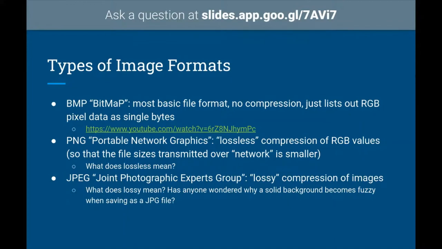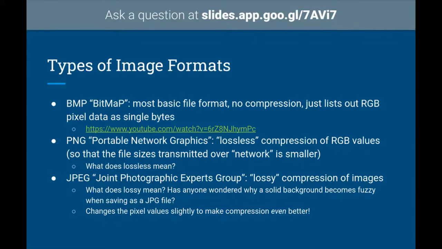Has anyone ever done that before? You have a PNG with a white background and maybe some drawing in there, and when you save it as JPEG, it looks fuzzy. Well, this is the compression at work. What it does is it actually changes some of the pixels to make it compress better.